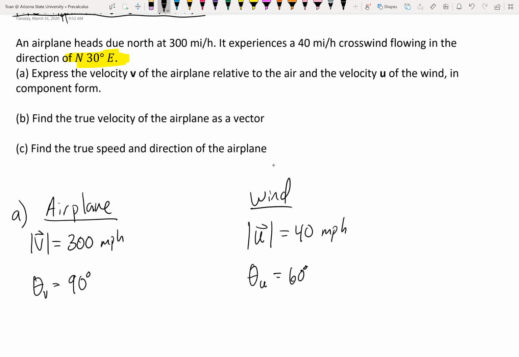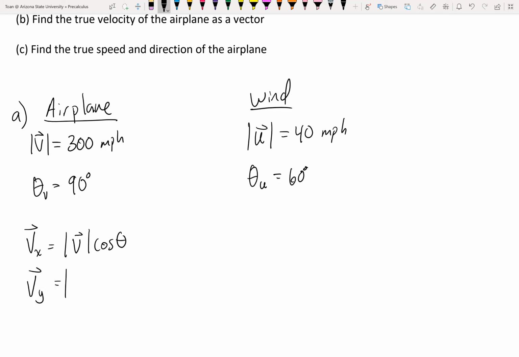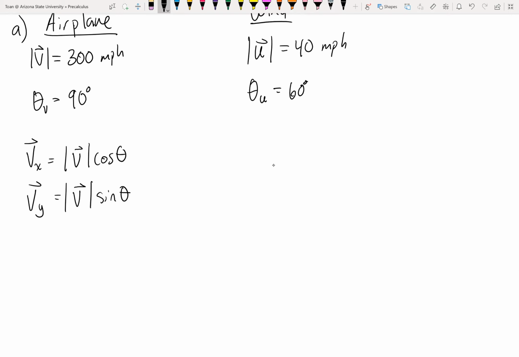Recall from yesterday that if you have the magnitude and direction, the x component is the magnitude times the cosine of the angle, and the y component is the magnitude times the sine of the angle. I'll write it out to show my work. So that's all we're going to have to do. The x component of v is 300 cosine of 90 degrees. The y component of v is 300 sine of 90 degrees. Cosine of 90 degrees is 0, so that gives me 0. Sine of 90 degrees is 1, so that's 300.